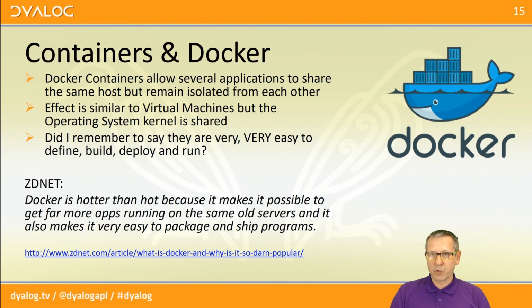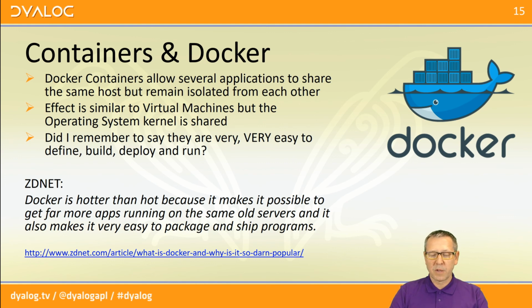So if you use virtual machines and you want to run several applications independently, you have to start several virtual machines each with a copy of the operating system. So they consume much less memory, and I think I mentioned that they're really very easy to define, build, deploy and run. If you read what magazines are saying, like ZDNet, they say Docker is hotter than hot, because it makes it possible to get more apps running on the same old servers, and it also makes it very easy to package and ship programs.